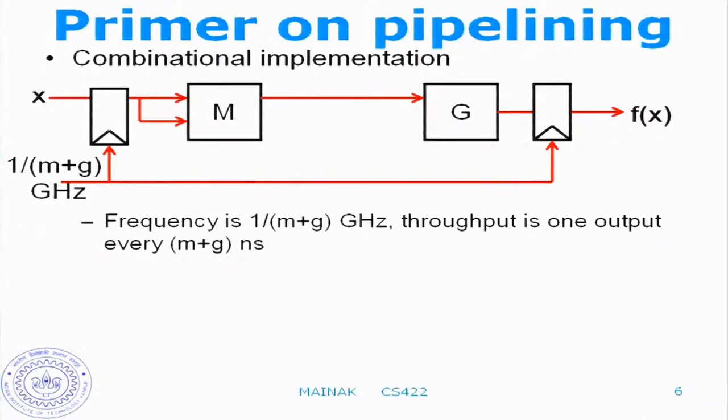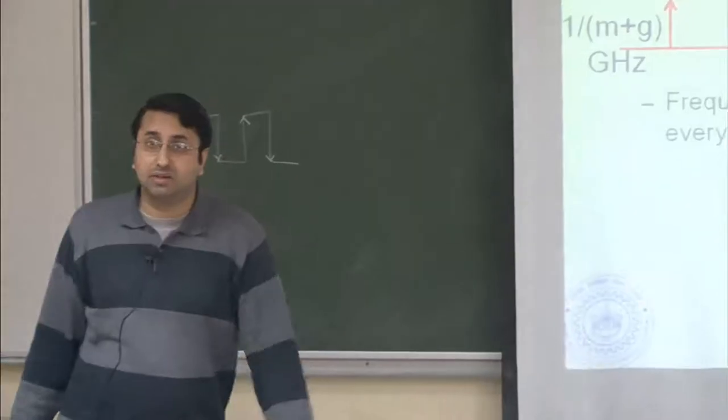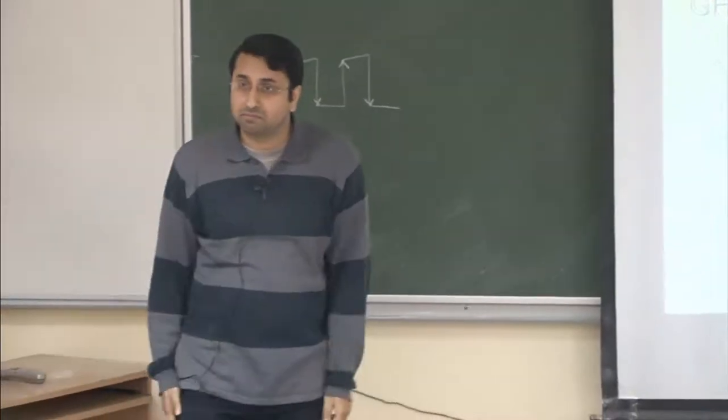So this is my combinational design. My environment has to sample at the rate of 1 over m plus g gigahertz. Okay, it should not be faster than this sampling rate. Okay. And throughput is going to be one output every m plus g nanosecond. Alright? Okay. So now if I ask you, should I go for a multi-cycle design with this? What do you think?